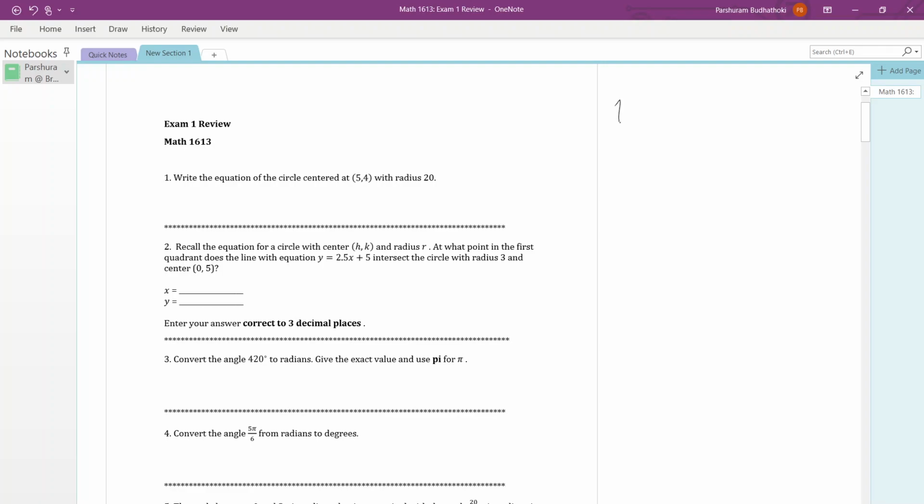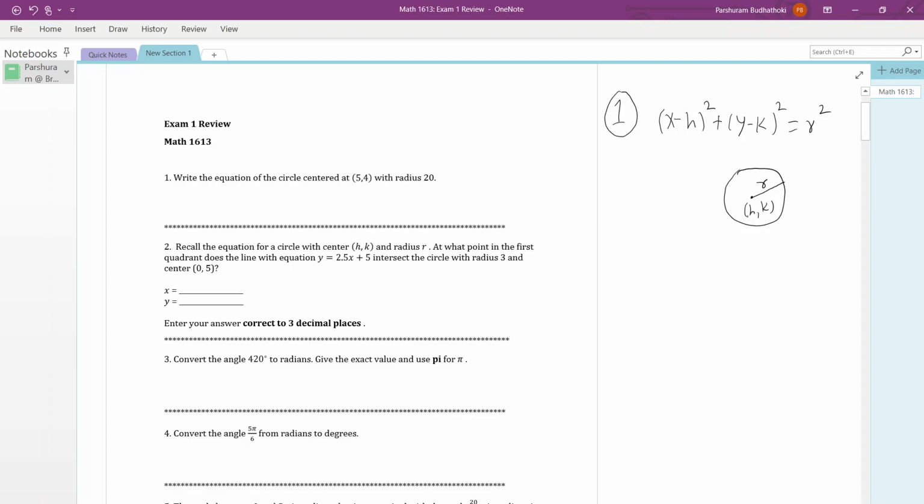So in this problem, you have to know the equation of a circle, the standard equation, which is x minus h squared plus y minus k squared equals r squared, where h, k is the center of the circle and r stands for radius. So this is the equation of a circle centered at h, k and radius r. In this problem we have been given the values of h and k.